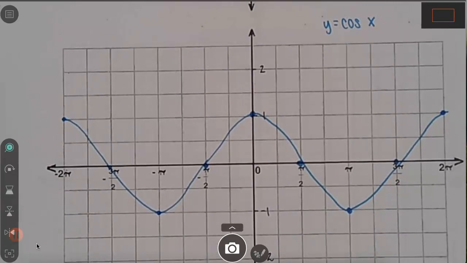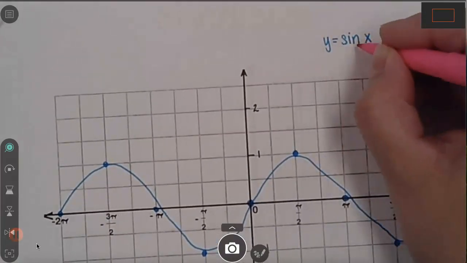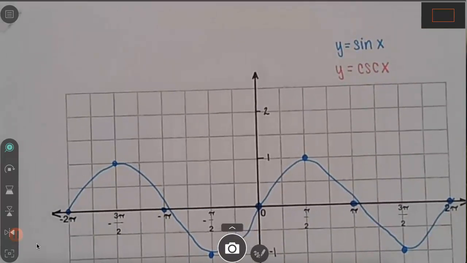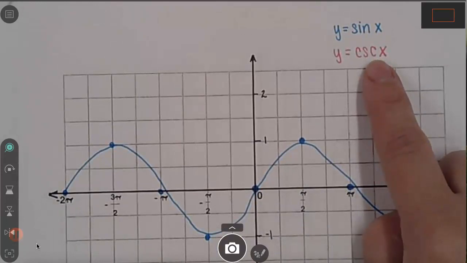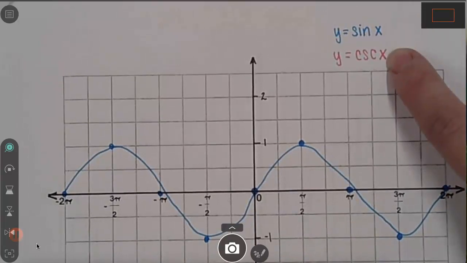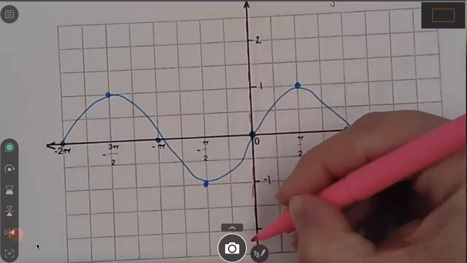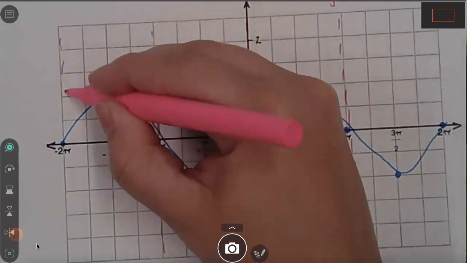Before I go on to tangent, I'm going to go back and graph the reciprocal functions. So sine is the reciprocal of cosecant. That means that cosecant is 1 over sine, and sine is 1 over cosecant. Since cosecant is 1 over sine, if you think about it, wherever sine is 0, cosecant has to be undefined, because you can't divide by 0. So everywhere where sine is 0, cosecant has an asymptote. So if you look at all the zeros of sine, you can go ahead and draw asymptotes there.